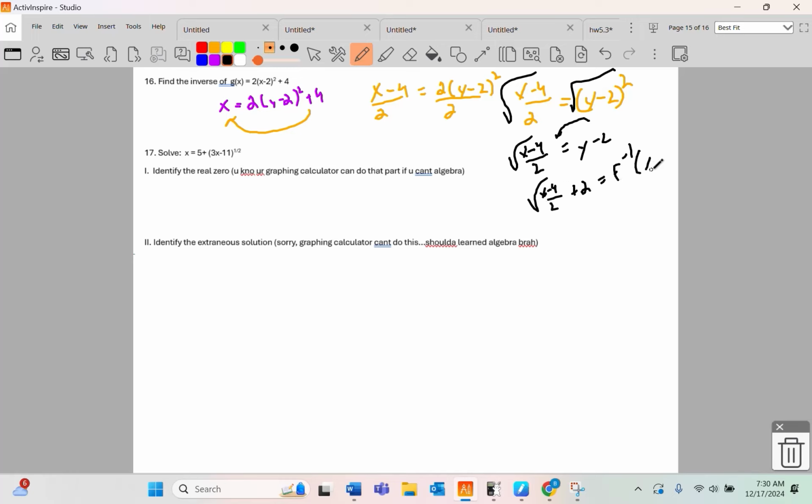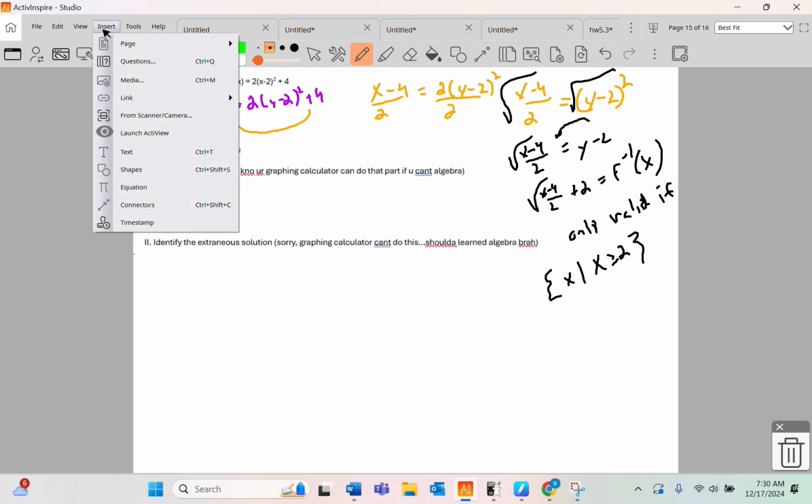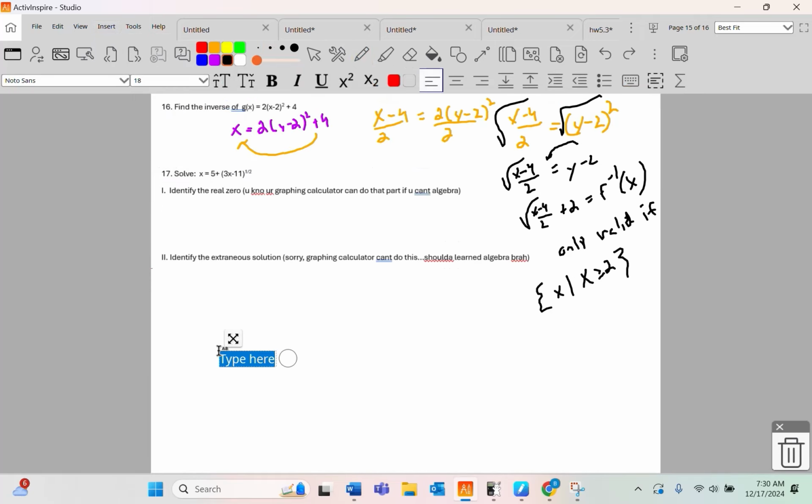Use our notation. Now here's the kicker. This is only valid if x is greater than or equal to 2. You know, the very first thing I should have asked you was, is this thing 1-to-1? And it was not. If you don't know if it's 1-to-1 or not by looking at it, you ain't paid any attention all year long. Like something wrong with you.